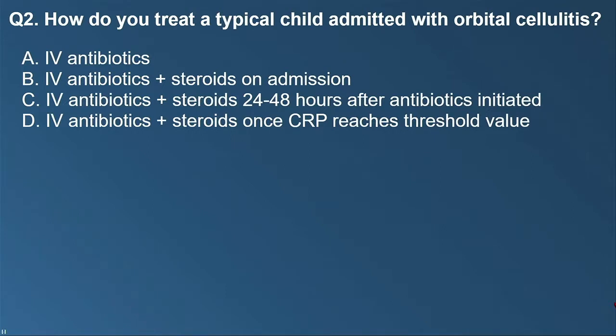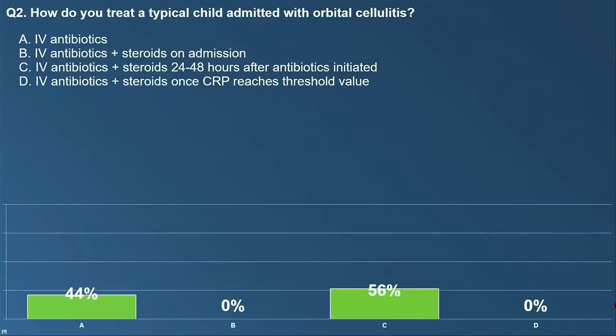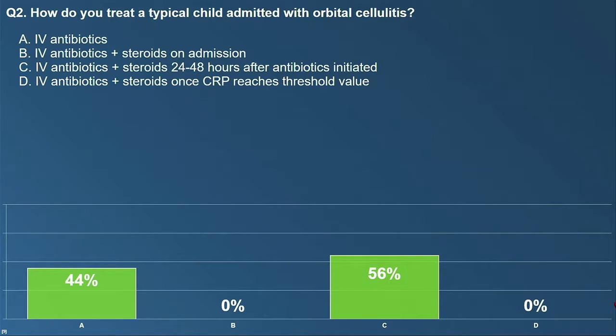How do you now treat a typical child admitted with orbital cellulitis? A, just intravenous antibiotics. B, IV antibiotics and steroids upon admission. C, antibiotics and steroids, but you give a day or two for the antibiotics to give you some clinical improvement. Or D, antibiotics and steroids once the serum CRP reaches a certain threshold. Okay, so it looks like most of you want some antibiotics to help you, and then you finish off with steroids.